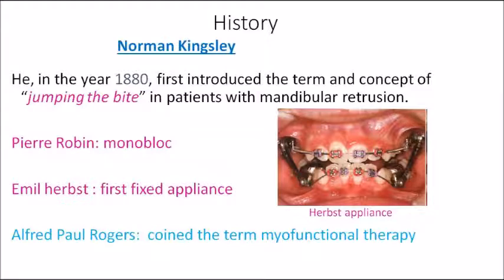Later, Pierre Robin devised the monoblock appliance for people with retruded mandible, like in Robin syndrome. Now, Emil Herbst was the person who first advocated a fixed myofunctional appliance. Now, Alfred Paul Rogers was the person who coined the term myofunctional therapy.